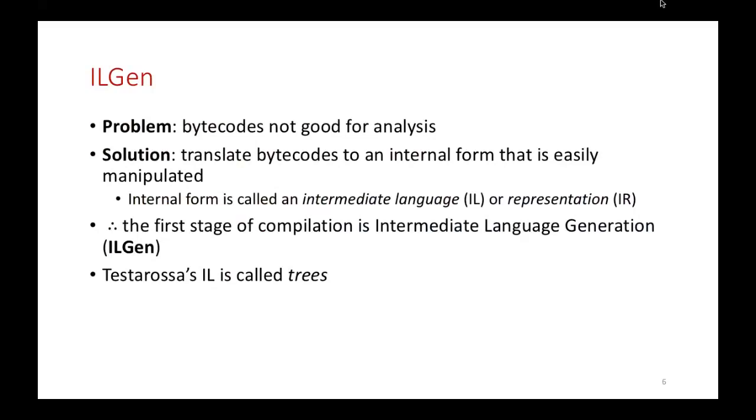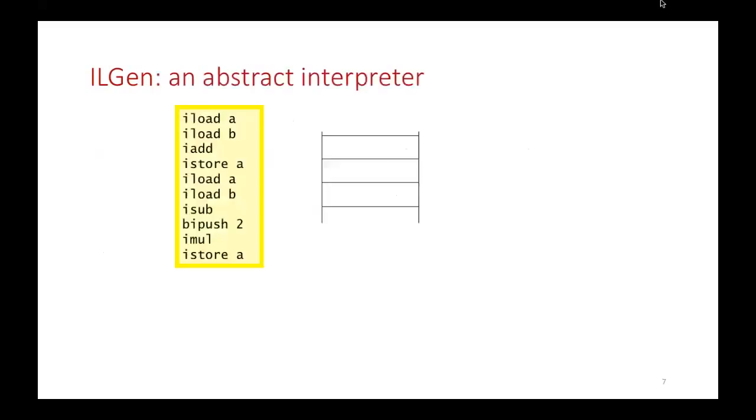So what we end up doing is producing these trees, and the IL Gen phase itself is actually just an abstract interpreter. It really walks through the bytecodes just like the Java interpreter would, and it's basically interpreting what it comes across here. As an example, when we hit the first iload bytecode here, we end up creating what's called a node in our tree, and a node is really just a representation of a particular expression.